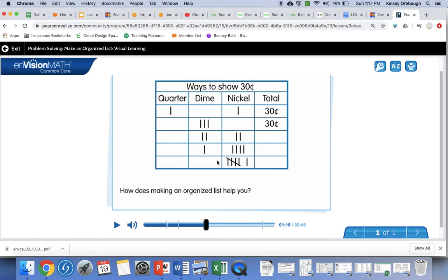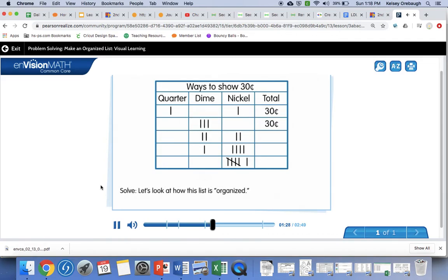And we want to know, how does this help us? Well, it helps because it shows the different ways to make the same amount of money. We can visualize and see the different combinations of coins to make the same amount, 30 cents. One answer is an organized list helps you keep track of all the possibilities.